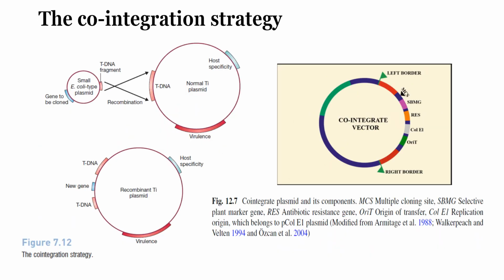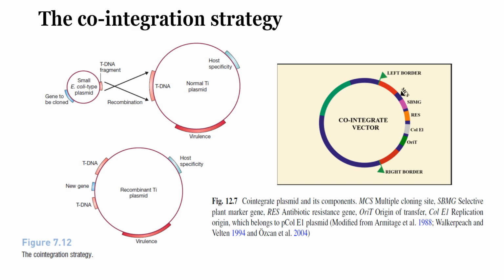Now the second is the co-integration strategy. The co-integration strategy aims at integrating a small tDNA, after cloning the gene of interest in it, with the bigger, normal Ti plasmid. So what is the basic aim of the co-integration strategy? It has a small portion of tDNA, mostly the left and right border, and a multiple cloning site where we can add our gene of interest. Why is the size kept small? So that we can have unique restriction enzyme sites and easily manipulate it.